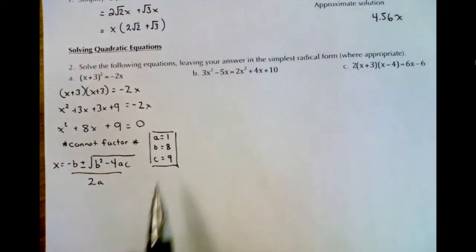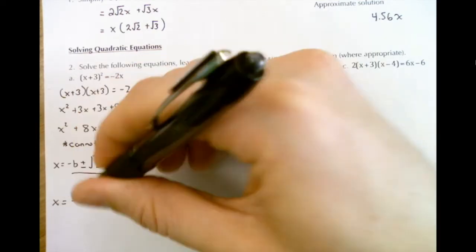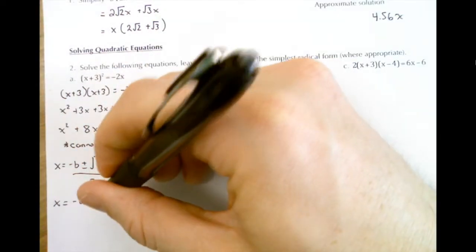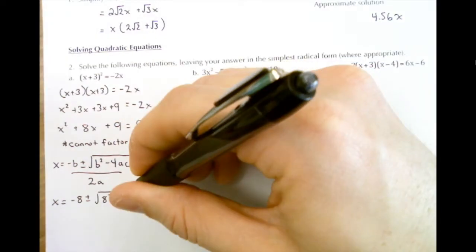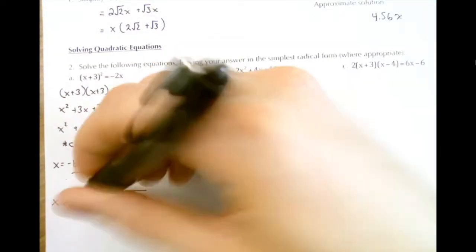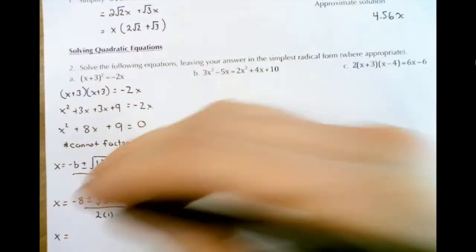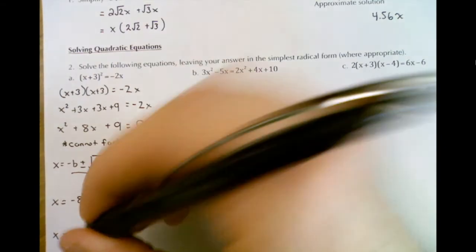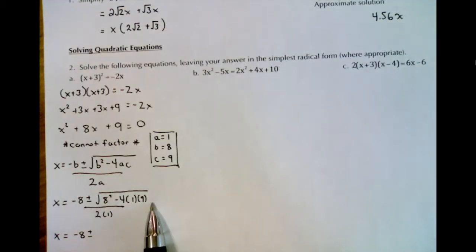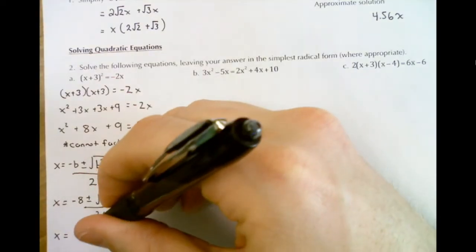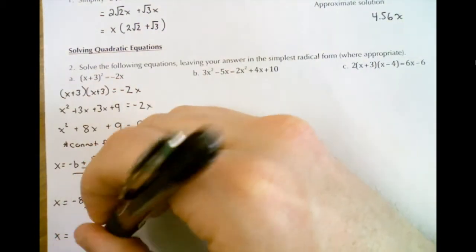So let's plug in our 1, 8, and 9 and see if we can solve here. x equals negative 8 plus or minus the square root of 8 squared minus 4 times 1 times 9, all divided by 2 times 1. I'm going to simplify that as much as possible. So we've got negative 8 in front, plus or minus. I'm going to do the whole thing under the root at the same time. Under the root, 8 squared is 64. 4 times 9 is 36. If we subtract, we get 28. So root 28 over 2.